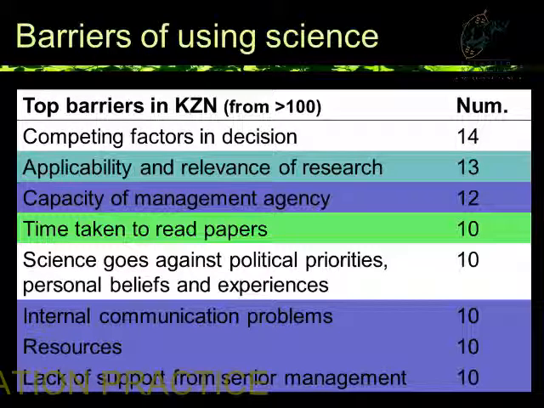Thanks. So the purple ones are the things that organisations have to change, or barriers towards the organisation, whereas these ones, so time taken to read papers and the applicability and relevance of the research, kind of everyone can be changing and working towards that.